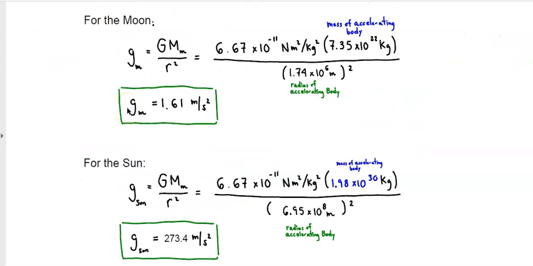And what is the trend that we notice? It is simple. The larger the mass of the accelerating body, the greater the gravitational acceleration that mass in its gravitational field experiences. Small bodies have small gravitational pull. Large bodies have a large gravitational pull.